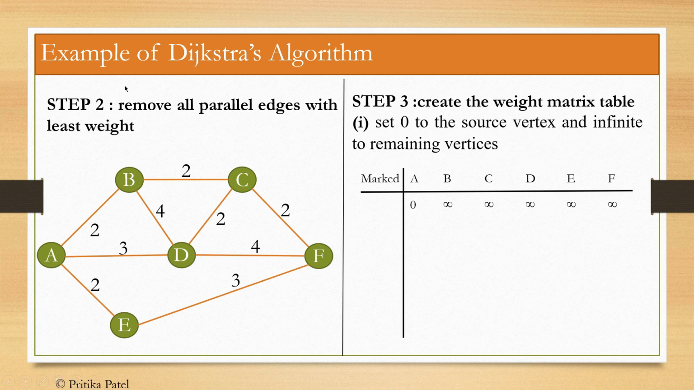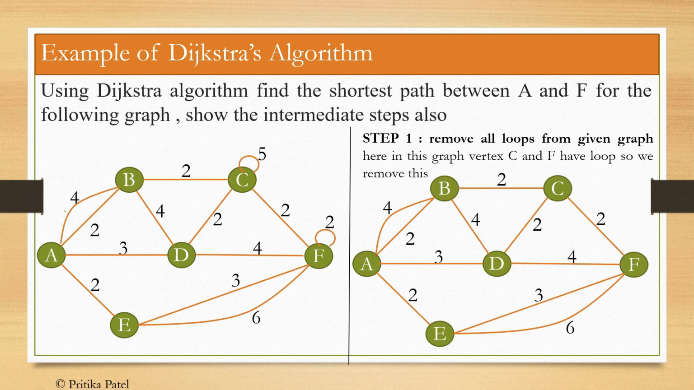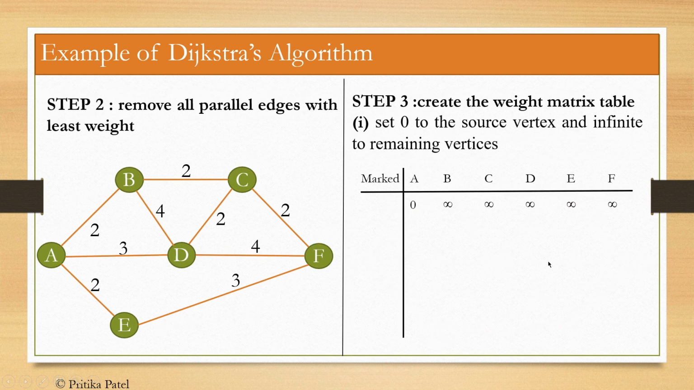Now in step number 2, remove all parallel edges except the one with least weight. So here we have to remove parallel edges at A to B and E to F. Because we have to keep the parallel edge which has least weight, here 2 is the least weight and 3 is also the least weight, so we remove the remaining parallel edges. So our graph becomes like this.